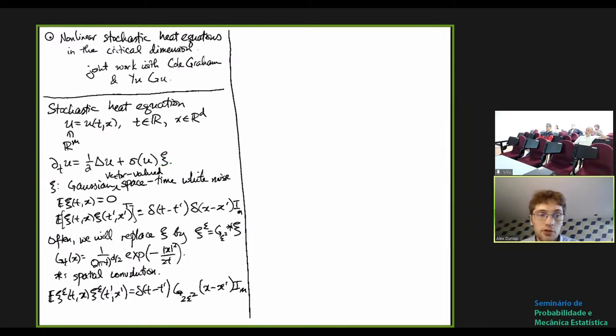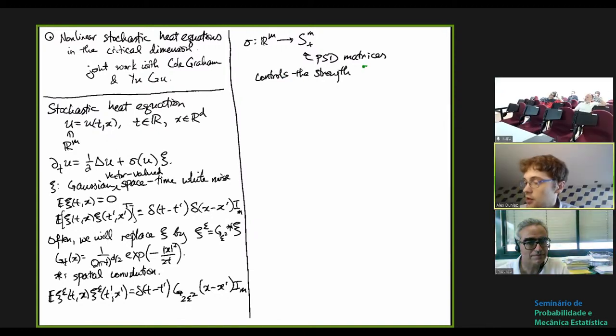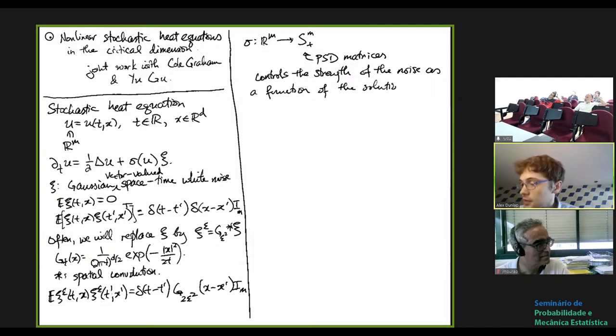So we're adding some kind of random noise to our solution. And then what is sigma? Sigma is some kind of nonlinearity that's controlling the strength of the noise. Sigma will be a map from R^m into S_+, positive semi-definite matrices, and this controls the strength of the noise as a function of the solution. So let's give some examples of why we might want the noise strength to be a function of the solution.